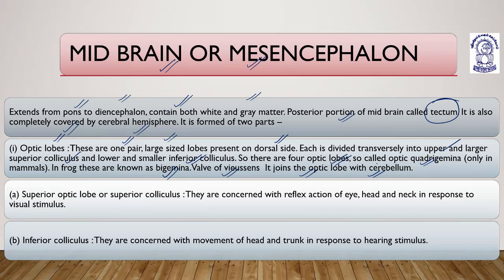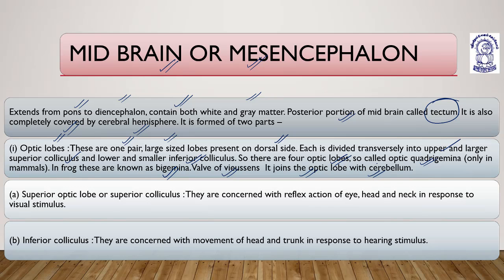So the optic lobes are a pair of large-sized lobes present on the dorsal side of the midbrain. They are divided transversely into an upper and larger superior colliculus and a lower and smaller inferior colliculus. There are four optic lobes called optic quadrigemina only in mammals. In frog, these are known as bigemina. The valve of Vieussens joins the optic lobe with the cerebellum.